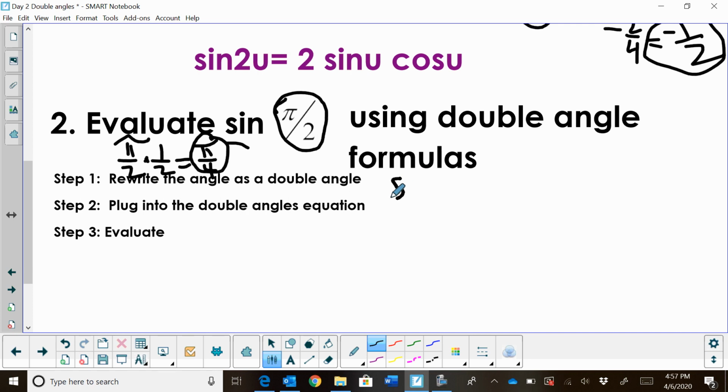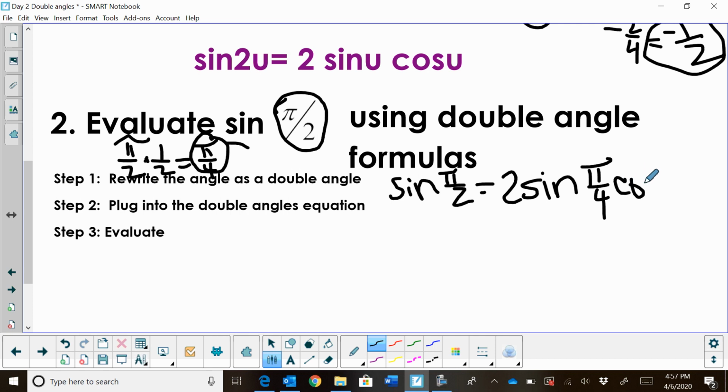So sine of pi halves, we know what that is. That one's on the unit circle. But to prove it, let's plug it in as 2 times sine of the half angle, which is pi fourths, times cosine of pi fourths. Well, let's see.